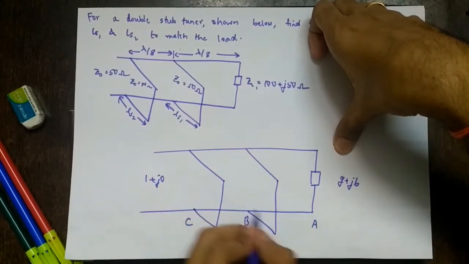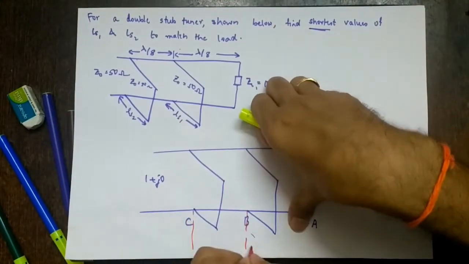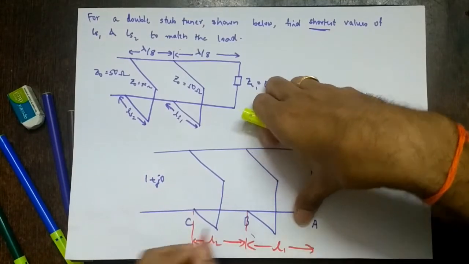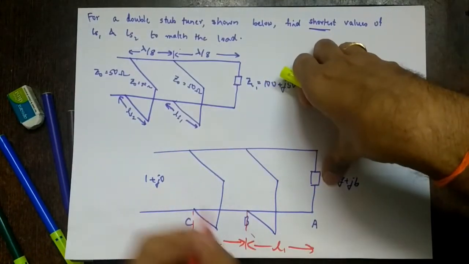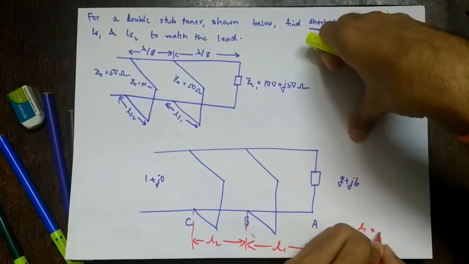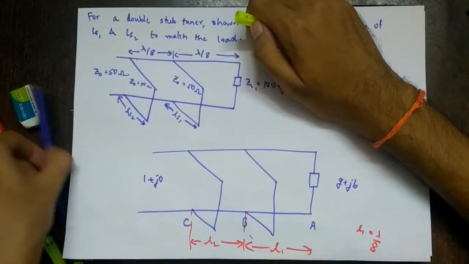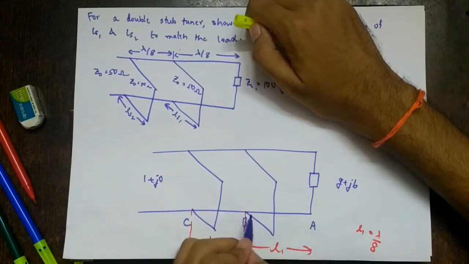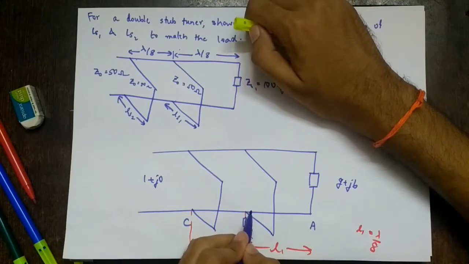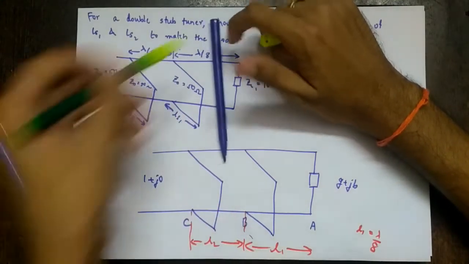From here to here our length was L1, and this was L2. For L1 we said we can take any arbitrary distance, but here we cannot, as it is given as lambda by 8. So we have to take L1 equal to lambda by 8 only. First, from G plus JB bar we travel a distance L1 along the transmission line. On which circle do we move? We move on the VSWR circle to reach point B minus.